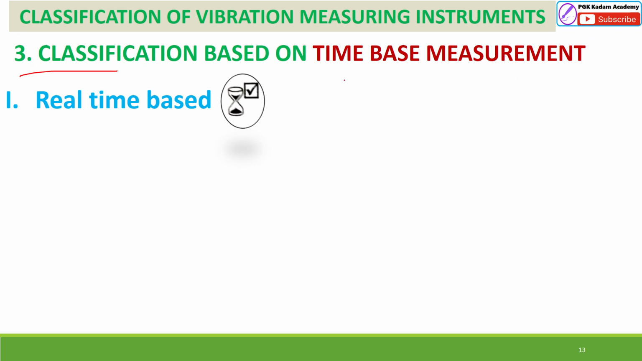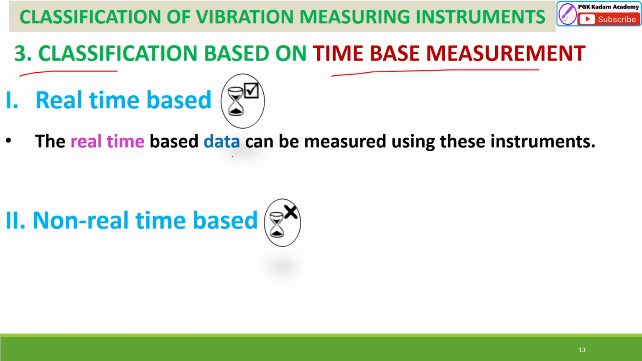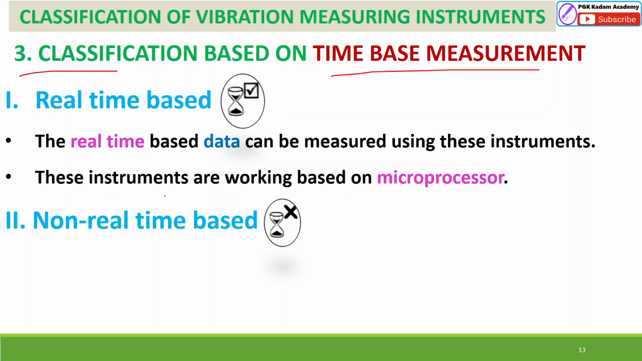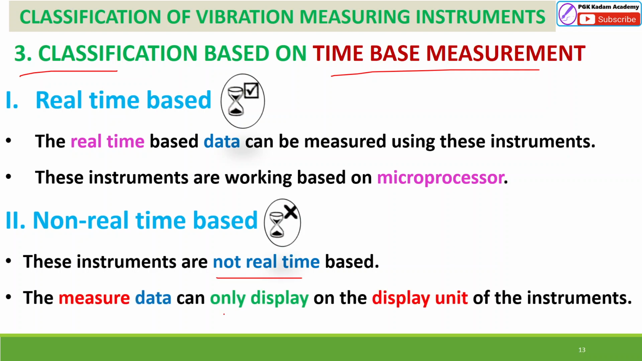The third classification is based on time-based measurement: real-time and non-real-time. In real-time, data can be measured using instruments that work on a microprocessor and give real-time data. Non-real-time instruments are not in real time and only measure the data. It will display on the display unit, but it will not record it directly like this.